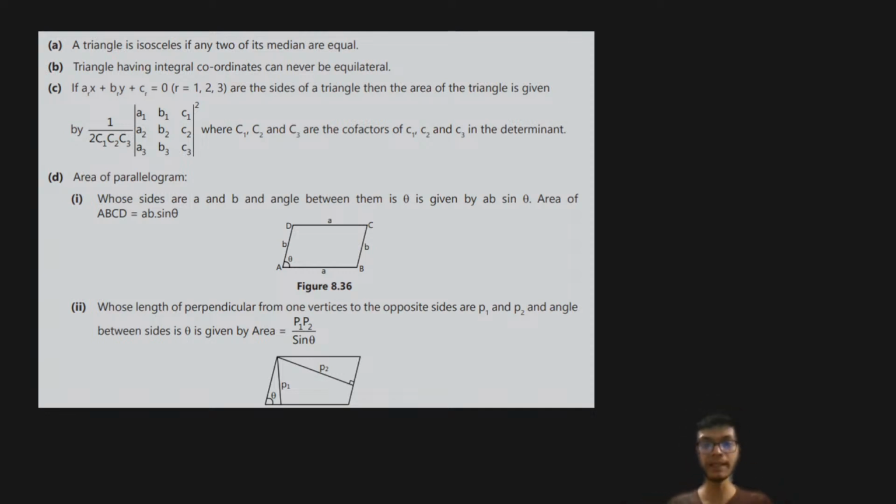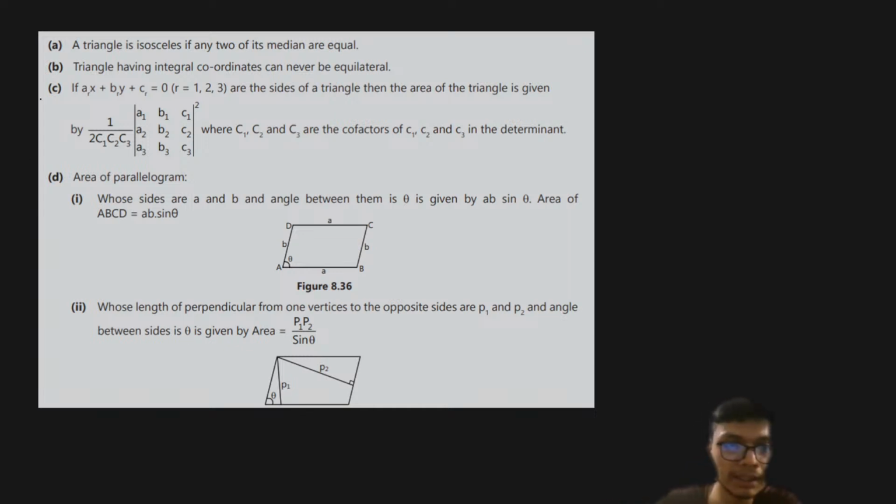Mostly in questions on straight lines, you will be dealing with parallelograms and triangles, right? Or important sides or important lines of the triangle, like median, like angle bisector, or important centers like orthocenter, incenter, circumcenter, and centroid. Those kinds of points you are going to deal with mostly in this chapter. So it is very important to understand the geometric properties behind that, right?